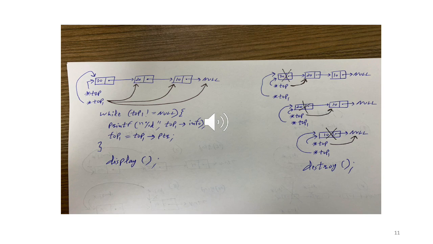So again, very simple. At each stage, we look at the top node, we visit the top node, and then eventually we have to delete it. So first we modify top so that it points to the next node in the stack, and then we delete the previous node. For that, of course, we need these two pointers, top and top one. I hope now this destroy function is also clear.